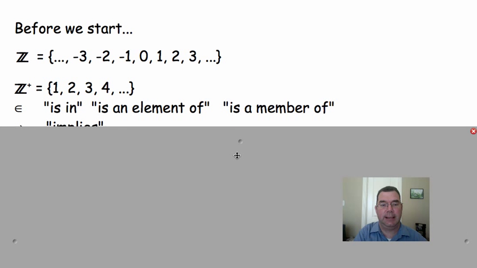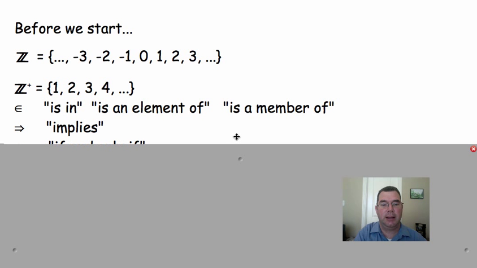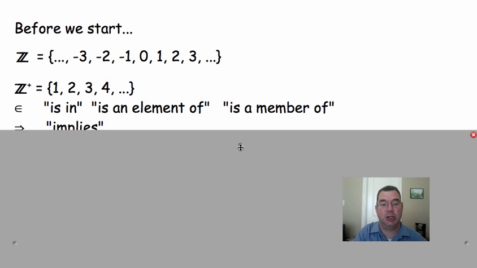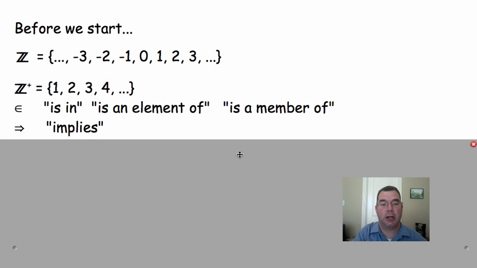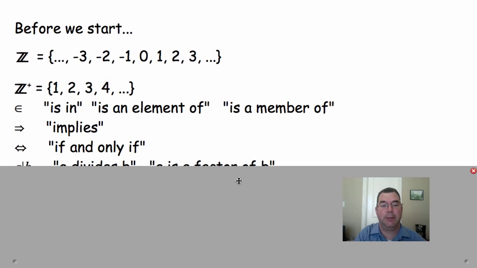All right, and if you see that little arrow, that means that something implies something else. You've probably seen that in geometry when you were talking about if-then statements. So the hypothesis would imply the conclusion. And if you see the arrow going both ways, that means that the hypothesis implies the conclusion and the conclusion implies the hypothesis. So we call that if and only if.